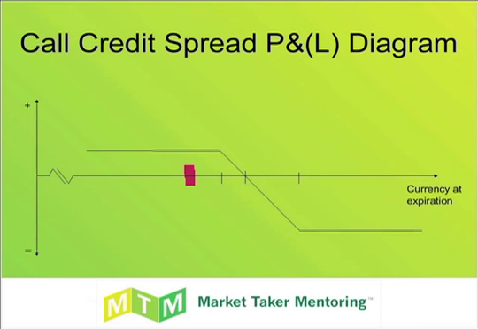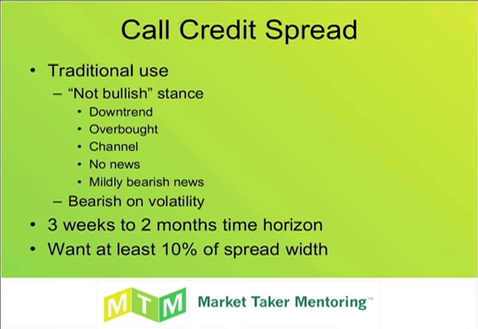So, for example, if the price of the currency is, let me grab my pen here, the price of the currency is here, then that means we have a profit coinciding with this point right here. If the price of the currency is here, then we'd have a loss coinciding with this right here.